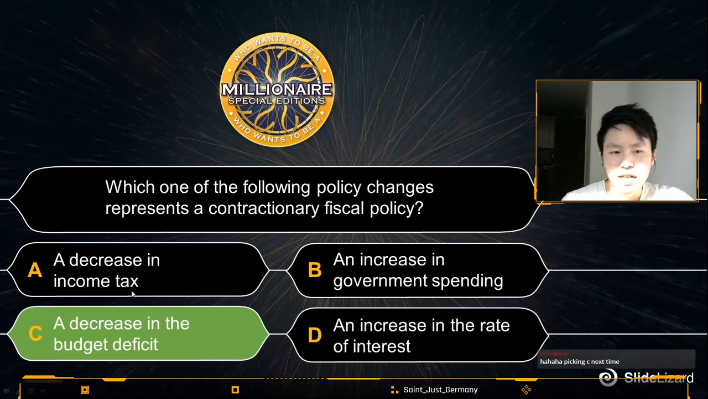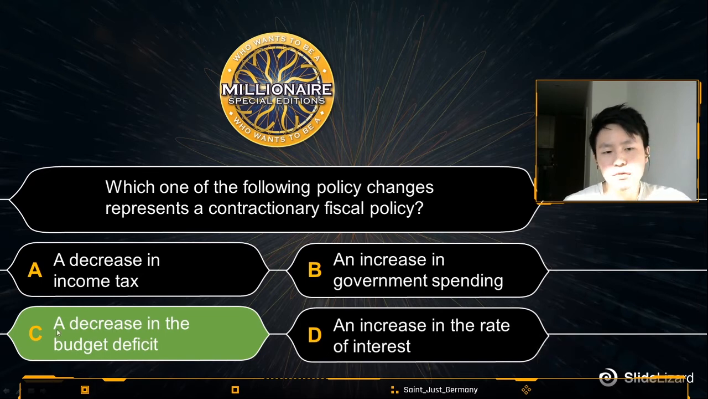A decrease in the income tax wouldn't be right, because if we want to shrink the economy, we want to increase taxes, so not A. It won't be B as well. We want to decrease spending if we want to shrink the economy. D would be a monetary policy. It's not a fiscal policy. So therefore, it must be C.